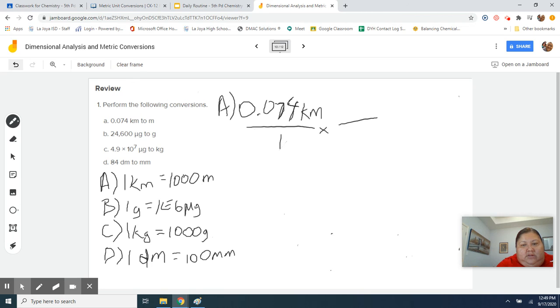So we got 0.074 kilometers. Okay. What do I do next using my given information up here? The 1,000 M lo pones abajo y el... no, the 1 goes in the bottom and the 1,000 goes on the top. Very good. Does everybody agree with you, Alexia? Does everybody agree? Yes. Okay, so we're going to put 1 kilometer and then 1,000 meters, okay? Got that?